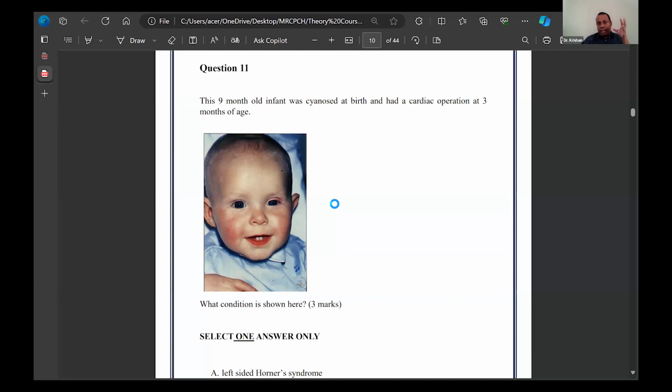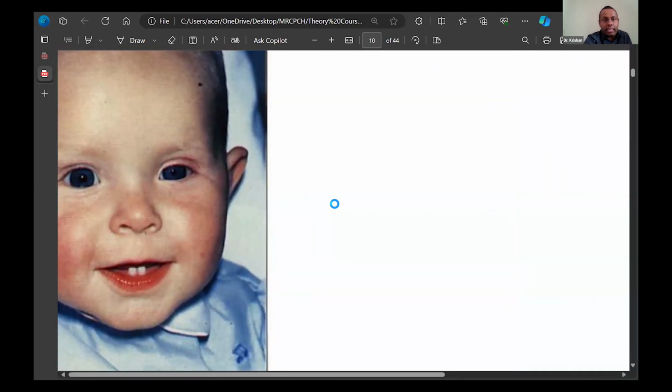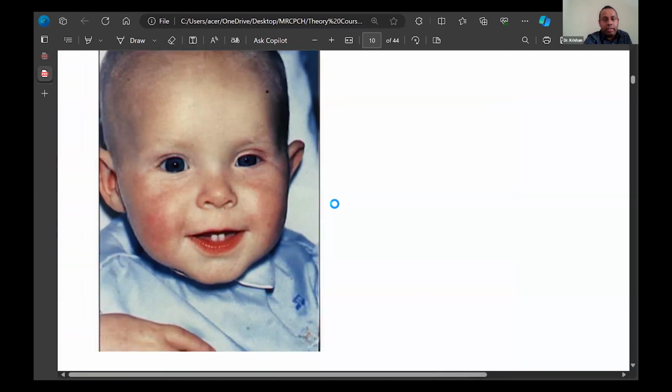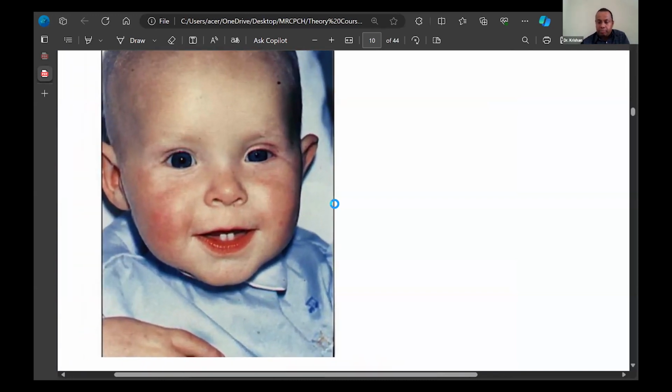What do we see? We see that the left eye looks slightly smaller than right. So this is what we see here. Then what could be the likely diagnosis? So this is the typical appearance of left-sided partial ptosis.